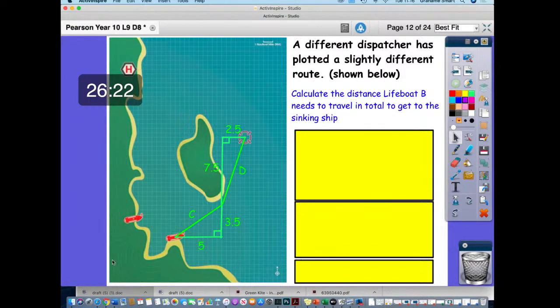I wonder if in your mind you thought about whether these two triangles would give a longer distance or a shorter distance just by looking at it. I know I thought it would be a slightly longer distance just by looking at it.